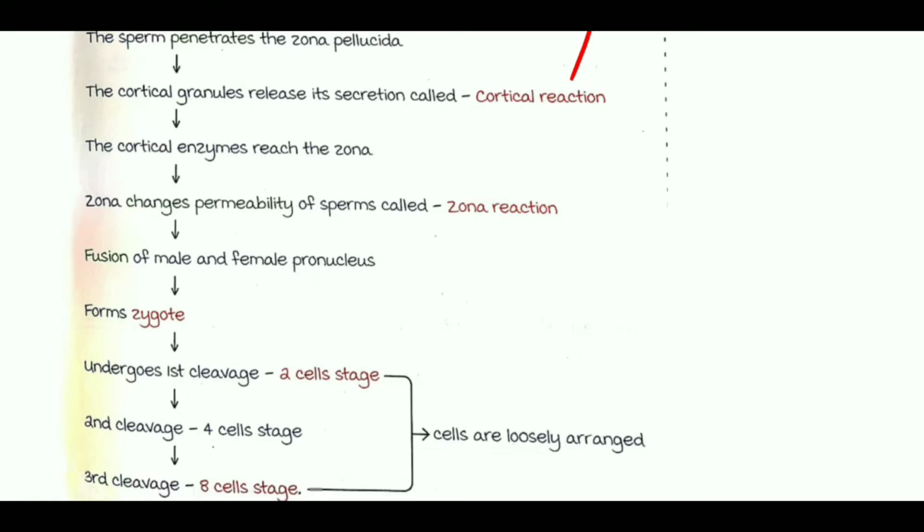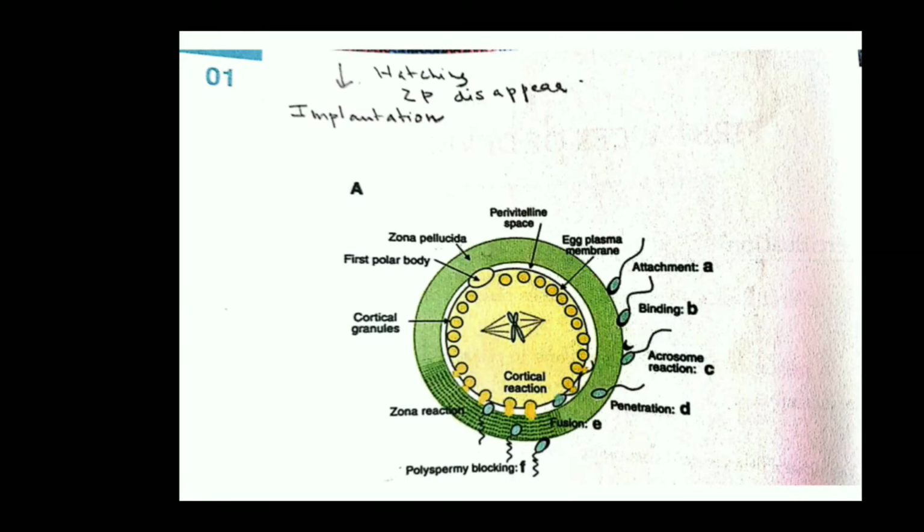Then afterwards there is differentiation, and it becomes the 16-cell stage, which is called the morula. In the morula, cavitation takes place, and because of cavity formation inside the morula, we have the blastocyst. After cavitation, we have the blastocyst, and afterwards in the blastocyst, a process called hatching takes place.